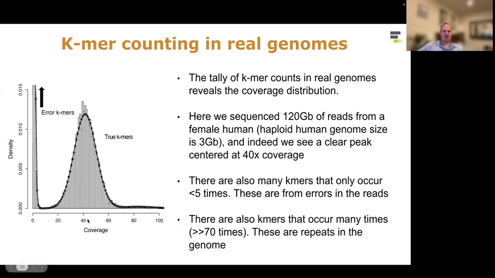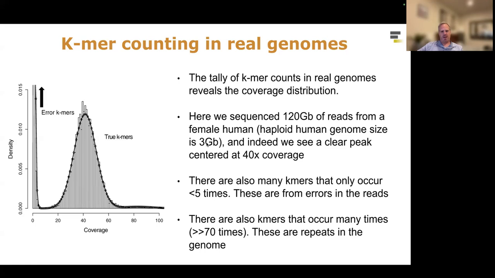And indeed, if we look at this plot here, the top of this peak is about 40x coverage. So, just by scanning through, in this case, Illumina sequencing, tallying up how often different k-mers occur, we can immediately look at the plot and see, oh yes, we have about 40x coverage here. If we divide that into the total amount of data we have, we could determine the genome size.